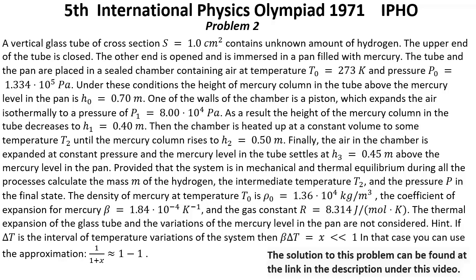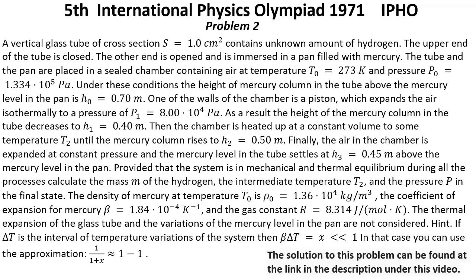The tube and the pan are placed in a sealed chamber containing air at the temperature T0 equal 273 Kelvin and the pressure P0 equal 1.334 multiplied by 10 power 5 Pascal. Under these conditions, the height of mercury column in the tube above the mercury level in the pan is H0 equal 0.70 meters.